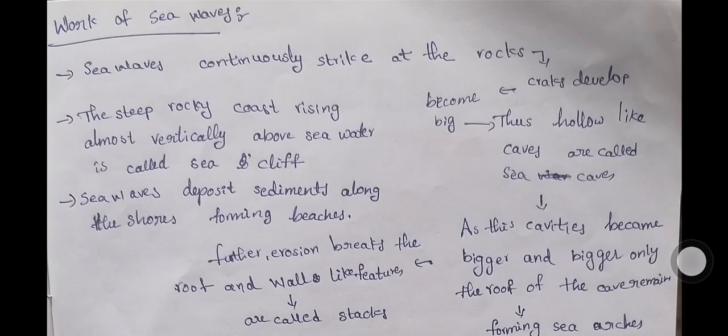Next, here we have the word sea cliff. A sea cliff means a steep rocky coast rising almost vertically above the sea water. And then sea waves deposit sediments along the shores, forming beaches. The sea waves erode the materials on the coastlines. That eroded material will be deposited and form the beaches.